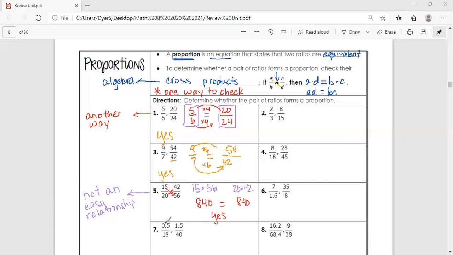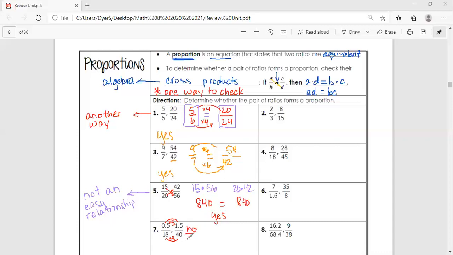So if we do this, we've got times 3. You can check that on your calculator. 0.5 times 3 is 1.5. But then we're going to do 18 on your calculator times 3. You're going to notice right off the bat, it does not equal 40. So this is not a proportion.